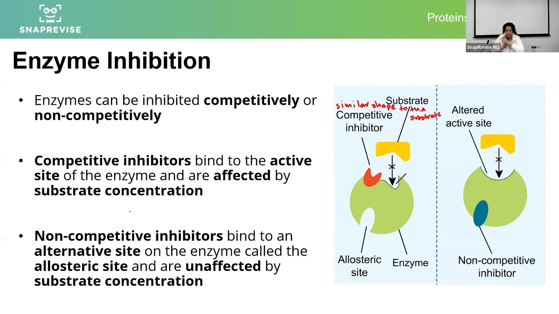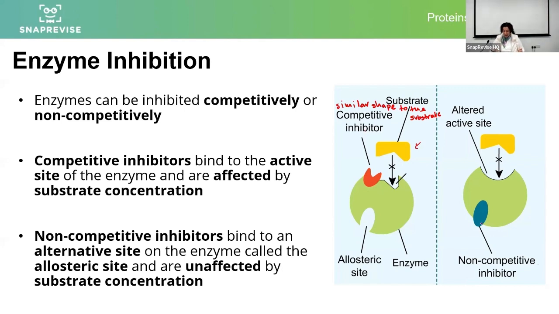And so that makes a difference to whether they are affected or not by substrate concentration, because we can imagine that if we massively increase the concentration of the substrate, it will outcompete the competitive inhibitor for the binding. If there are more substrate molecules around, there's more chance for the substrate to collide with the enzyme and create an enzyme substrate complex than the competitive inhibitor, which is in smaller amounts.